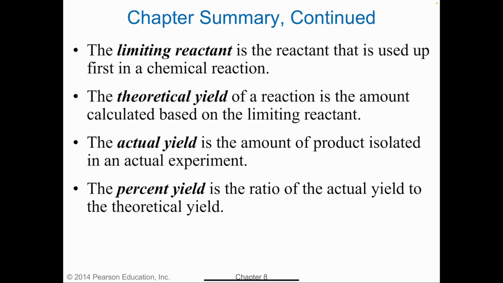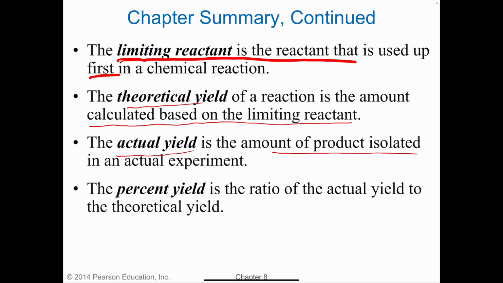And then the limiting reactant, theoretical, actual, percent yield. The limiting reactant is the reactant that is used up first. So ultimately, how much product you can create is determined by how much limiting reactant you had. The other reactants are just the ones that are in excess, so you've got extra of those. The theoretical yield is how much you could theoretically make, and it's a calculation based on the limiting reactant. Actual yield is what really happened. It's how much you actually created, isolated, and collected in the experiment. And then percent yield, you're comparing them. So it's a ratio of actual over theoretical multiplied by 100.